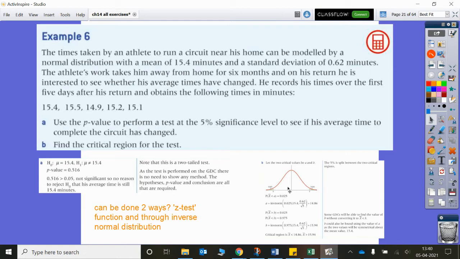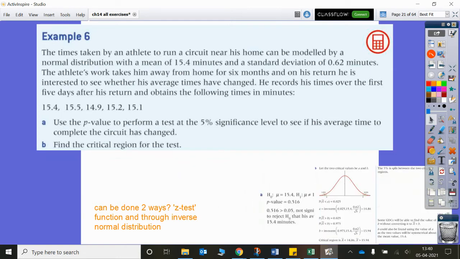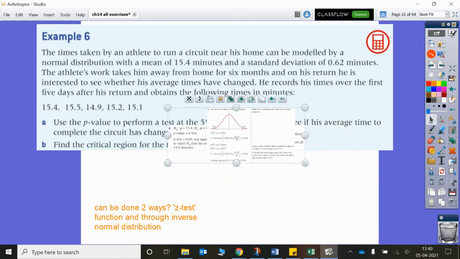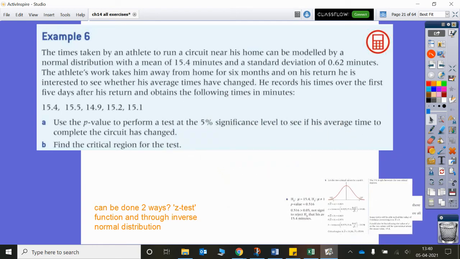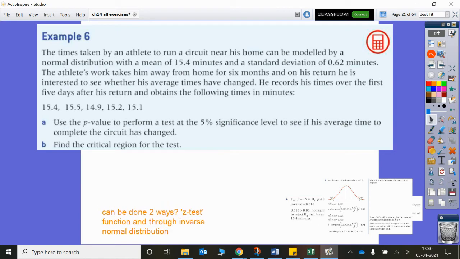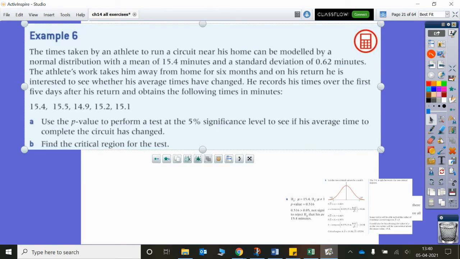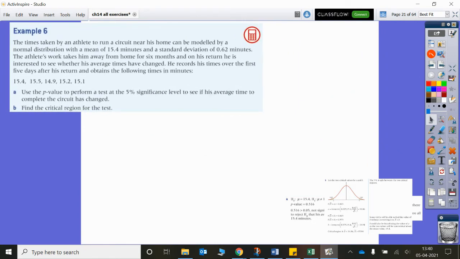Okay, so we've got two ways in which we want to do this. So let's just hide this stuff for the moment. Let's check with that afterwards. So again, we're doing this in two ways. We're either doing a p-value, or we are finding the critical region. Okay, what have I said at the bottom there? It can be done two ways, the z-test function and through the inverse normal distribution. Okay, right, so let's make this a little bit smaller here. So first of all, let's change the color as well. Change that to red so that I can write over the side as well.